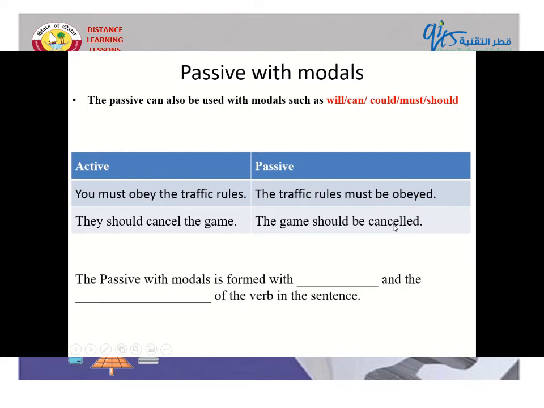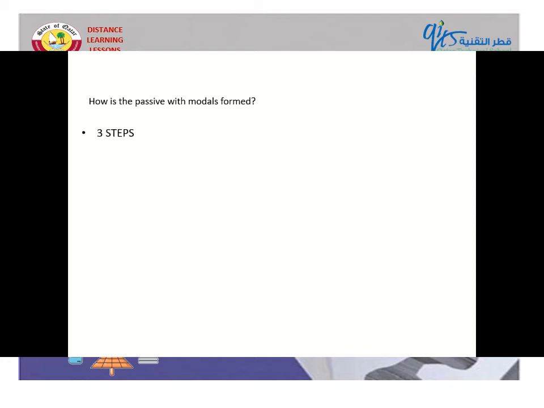So now I'm sure you should figure out how the passive with modal is formed. So the passive with modal is formed with modal verb plus be, must be, should be, and the past participle, just like in the other passives. Great. So now, how is the passive with modals formed? Three steps basically.